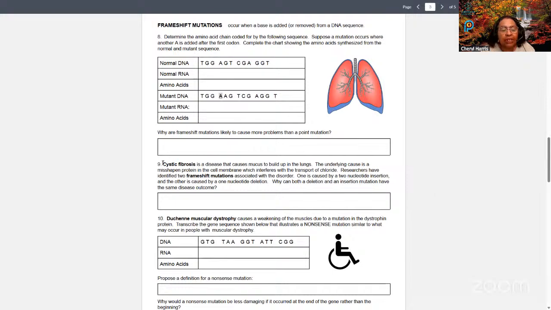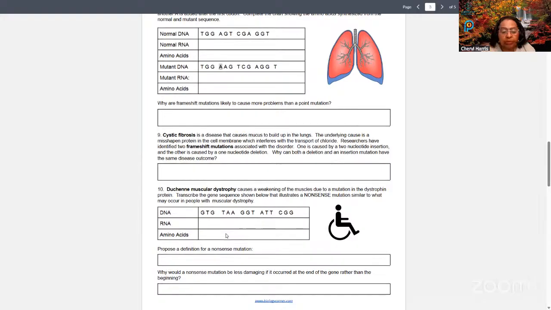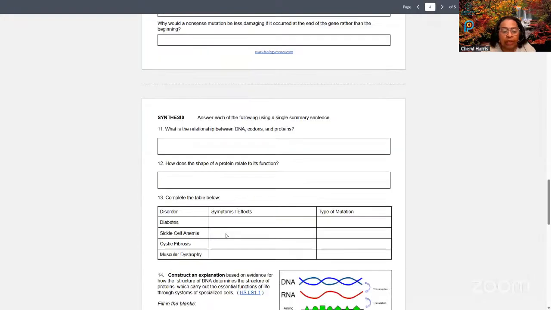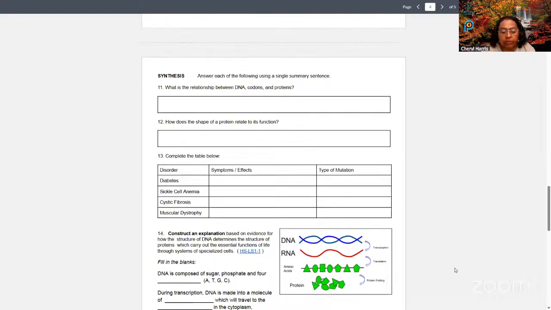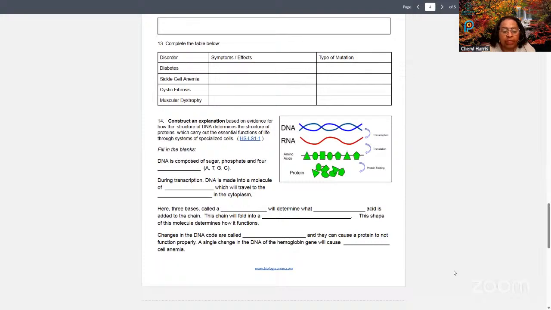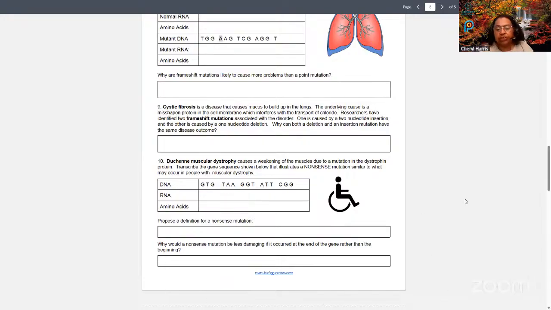Then they're telling you cystic fibrosis is a disease that is caused by a frame shift mutation. Then they have another one, muscular dystrophy, so they want you to look at this one as well. I'm going to let you try to get at least those 2 done before the end of class. That just leaves us with 1 page to go. Your objective is to finish this worksheet.